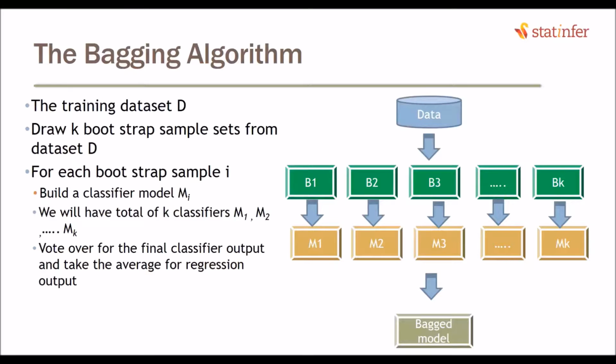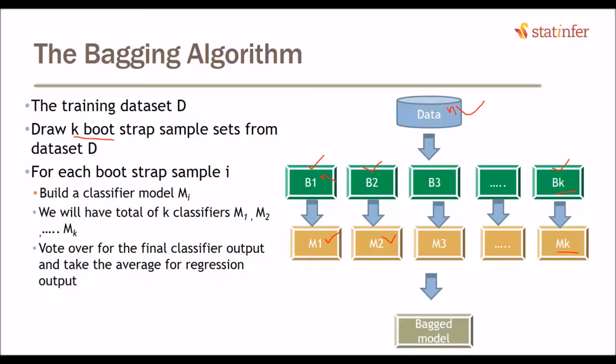Here is the bagging algorithm. You have the training data set D, and you draw k bootstrap samples: bootstrap 1, bootstrap 2, up to bootstrap k. We know how to draw the bootstrap samples. If the data set size is n, then each bootstrap sample size will also be n, and there will be k sets of bootstrap samples. On each of the bootstrap samples build a model: m1, m2 and so on up to mk. So build a classifier mi on each bootstrap sample. Then we will have a total of k classifiers, because there are k sets of bootstrap samples.